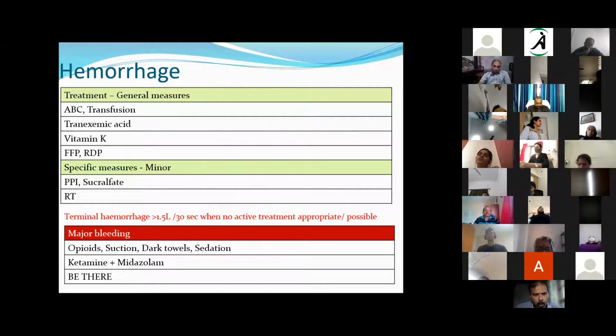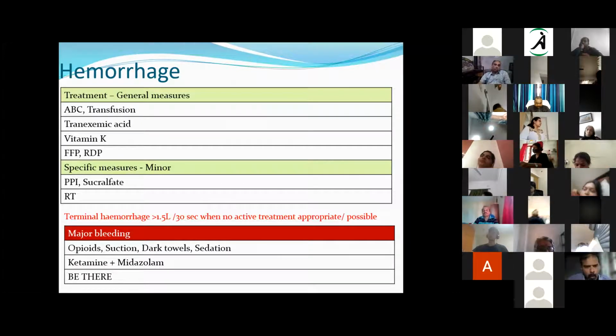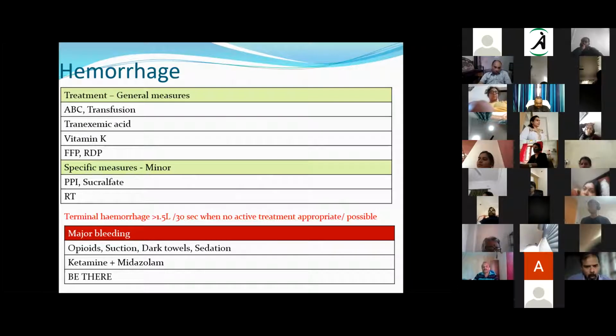Use of tranexamic acid, use of vitamin K, especially when the liver function is deranged. If you are planning any procedure, or any ascitic tapping, but the platelet count is low, you can take help of fresh frozen plasma and RDPs. So it depends upon case to case. There is no standard treatment, and it is always different from case to case. But these are the common medical management of some bleeding diathesis.